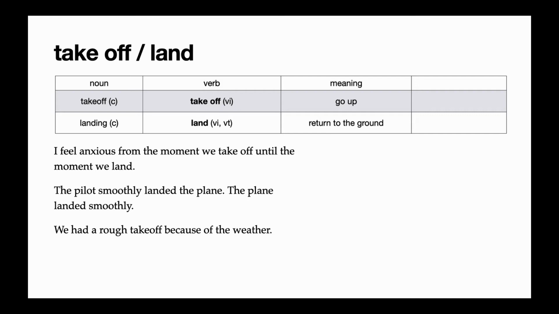And the third example is we had a rough takeoff because of the weather. So that shows takeoff used as a countable noun, and you'll notice it becomes one word as a noun. All these examples show us takeoff and landing used with airplanes, but takeoff and land can also be used with other things that fly, like birds or rockets.